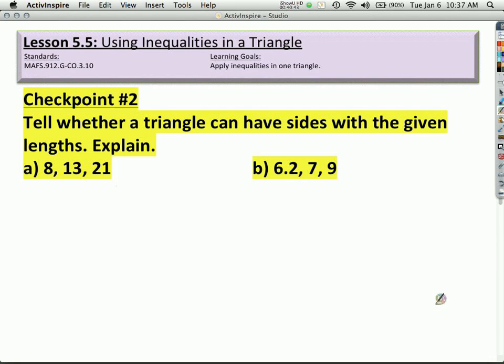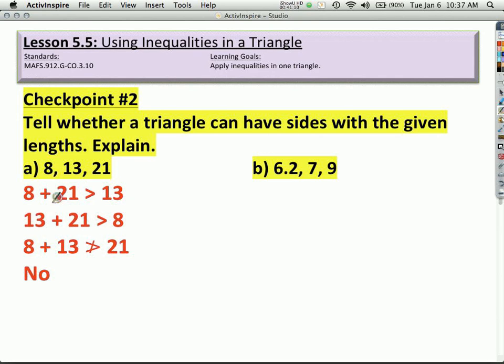All right, you've had a chance to check. So let's see how we did. Now let's do this by survey. Part A, give me a thumbs up if you think you can form a triangle with those lengths. Not too many people think so. And the answer is no, you cannot. And here is the evidence. Right here, this third statement doesn't work.